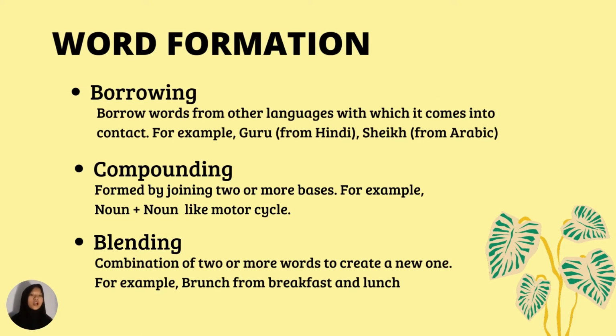The next is compounding. Compounding is formed by joining two or more bases. It means the way of creating a new word by joining two separate words into a single form to describe something new. For example, noun plus noun like motorcycle. The third is blending. Blending is a combination of two or more words to create a new one. For example, brunch, from breakfast and lunch.